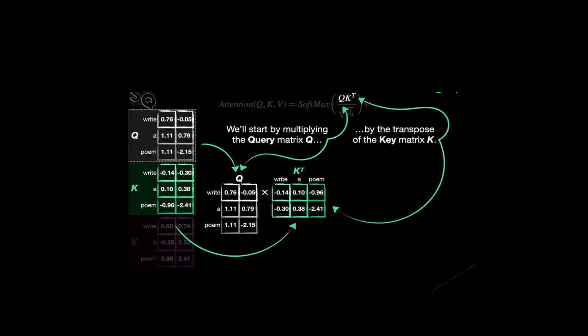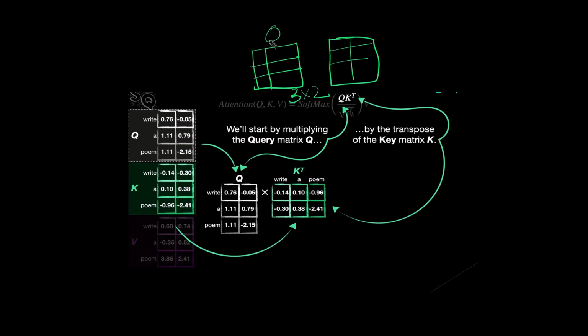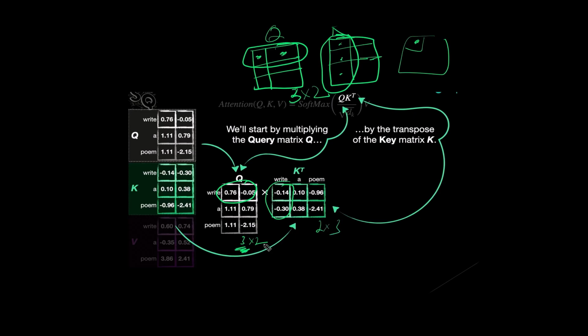You might wonder why we multiply Q by K transpose instead of K directly. This is because for matrix multiplication, the number of columns in the first matrix must match the number of rows in the second matrix. Suppose Q has 3 rows and 2 columns, and K has 3 rows and 2 columns. Direct multiplication is not possible because the dimensions do not align. By transposing K, we convert it into a 2 by 3 matrix, allowing valid multiplication with Q, which is 3 by 2. Now the inner dimensions match, and the matrix product can be computed.